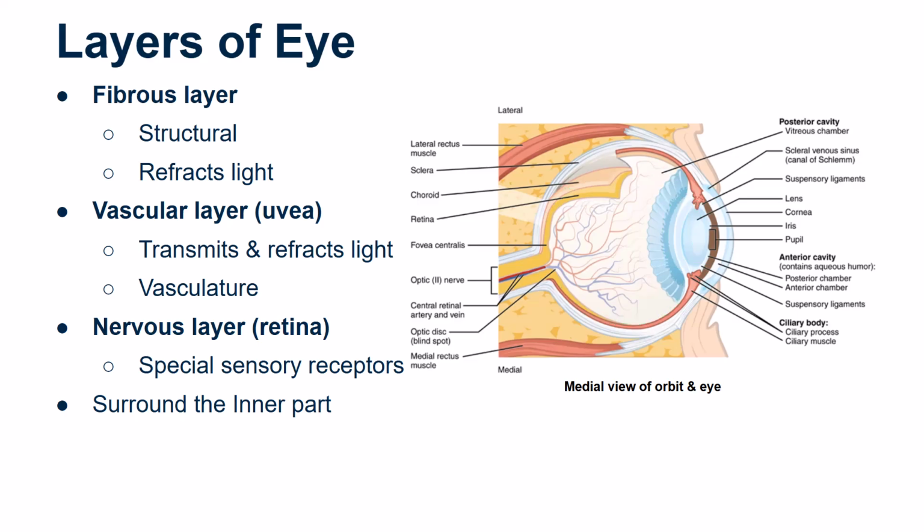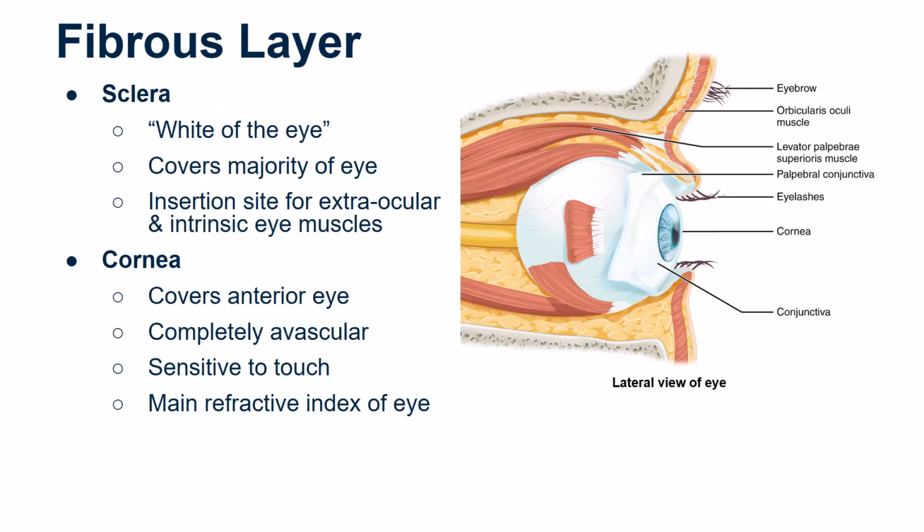The deepest layer, or the nervous layer, is best known as the retina. The retina consists of special sensory receptors for light. Now, all of these layers together surround the inner part of the eye, which we'll discuss last. So let's start with the fibrous layer, which has two major constituents, the sclera and the cornea.